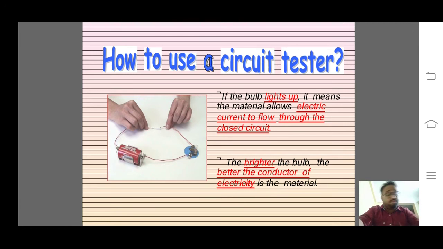Even if the current is weak, we can use LED bulbs. LED stands for light emitting diode. These bulbs can be used if the current passing through the circuit is weak. And if the bulb is glowing very brightly, it means more electrons are flowing, and as a result the flow of current is very good.